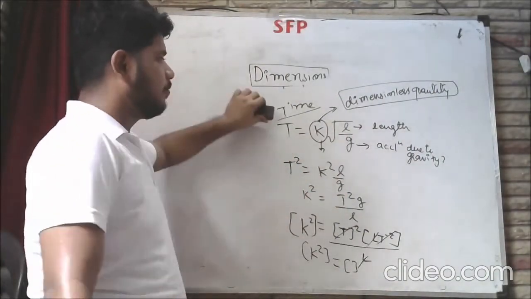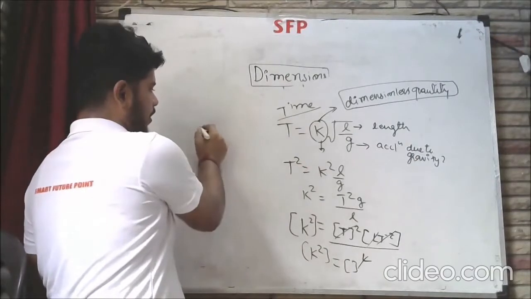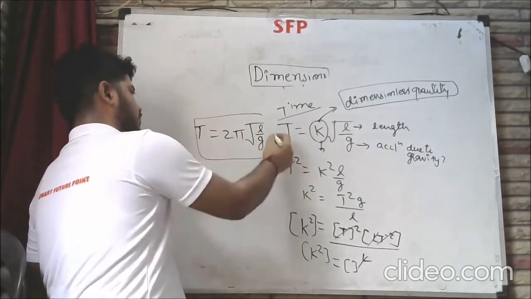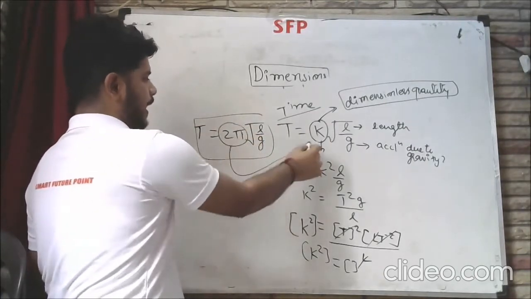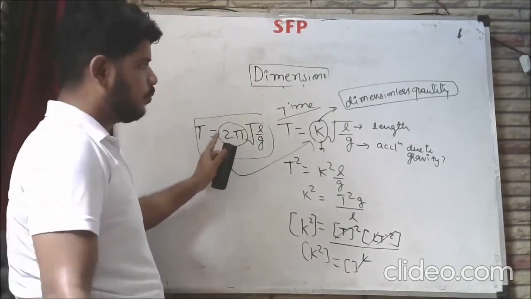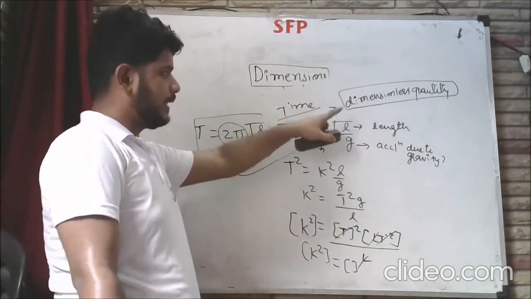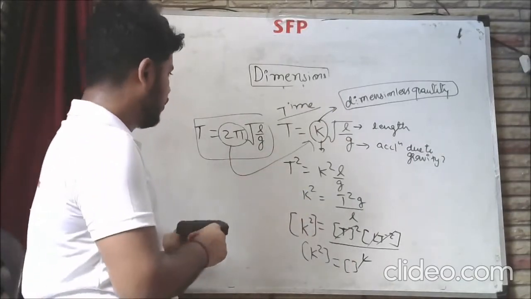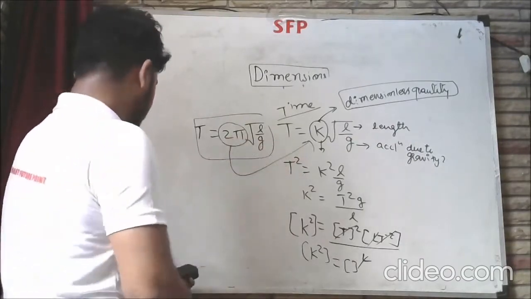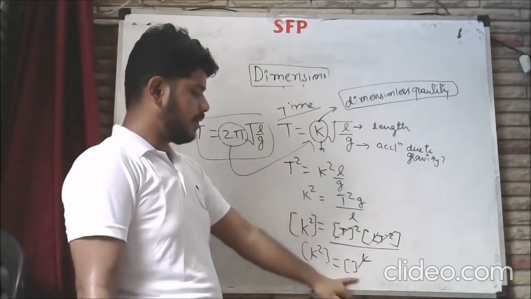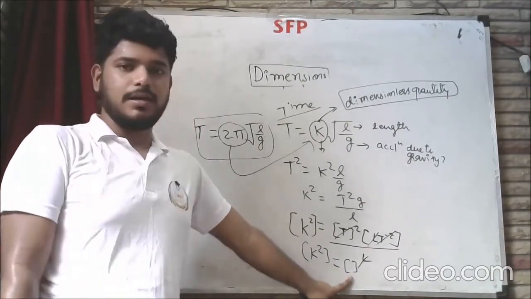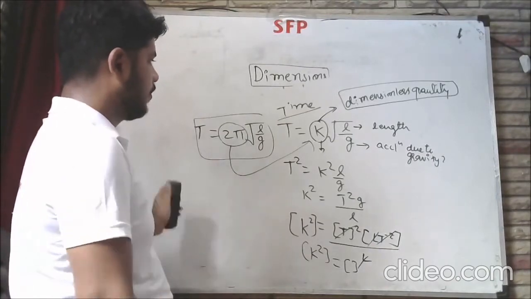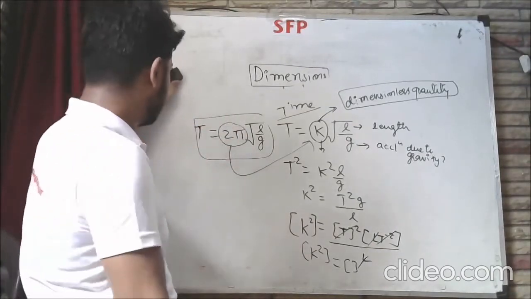Fine. And if you are very familiar with the physics, you know this formula. T is nothing but 2 pi root over L by G. This proves that the value of K is 2 pi, and 2 pi is dimensionless. So it is verifying our answer that it is a dimensionless quantity. Fine. Now this 2 pi has no dimension. So how will you represent? Just by a big bracket. Fine. Please note it down. It is very important.